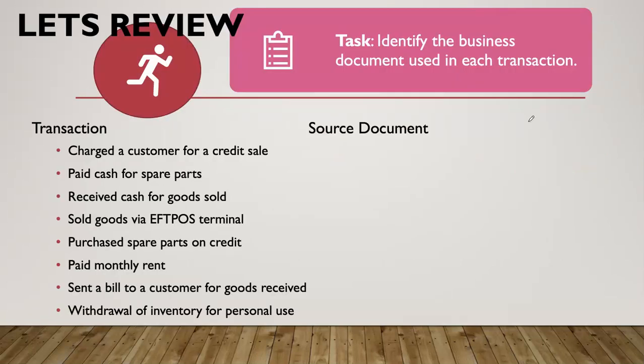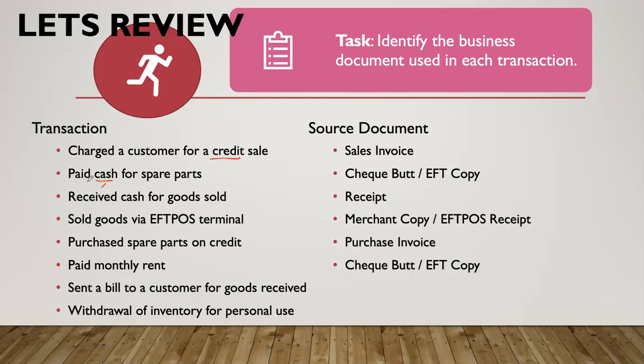Now, let's do some quick revision. What source documents would you see for different transactions? If we charged a customer for a credit sale, you know that it's going to be a sales invoice. So sales invoices, credit sales. If I paid cash for spare parts, it's a cash payment, and it could be a check or an EFT, so an electronic fund transfer. I've done it via my bank. And so on and so forth.